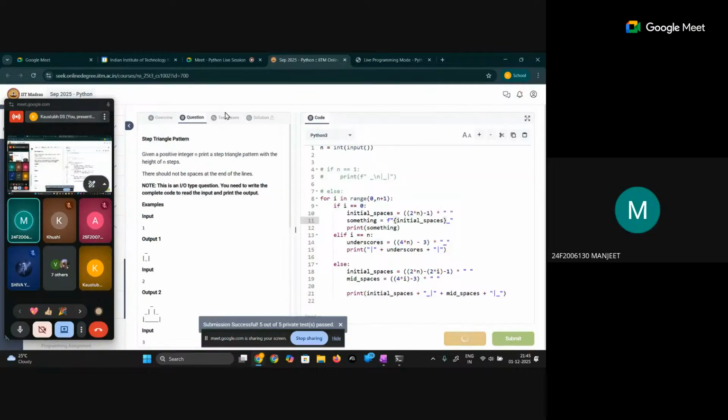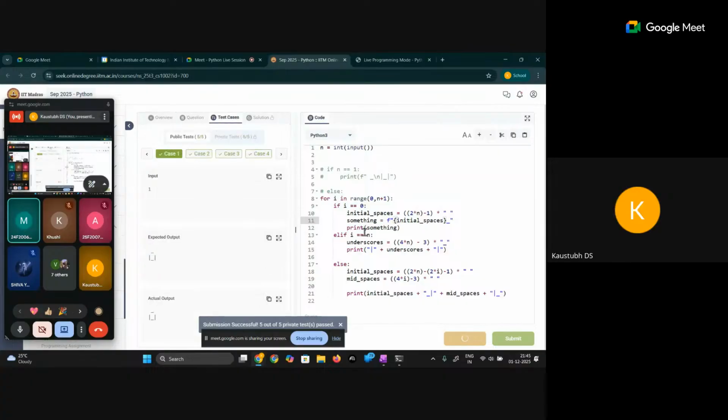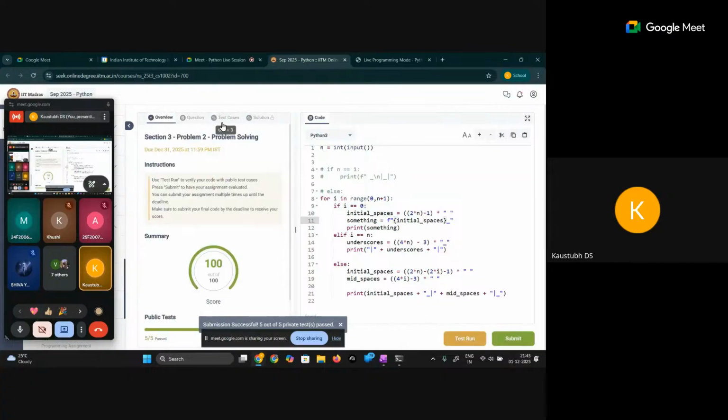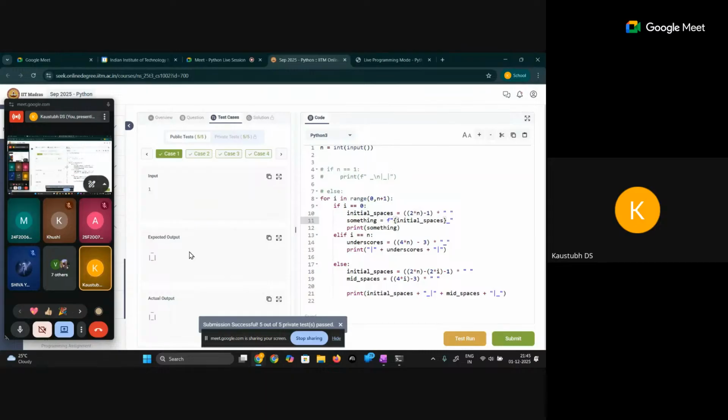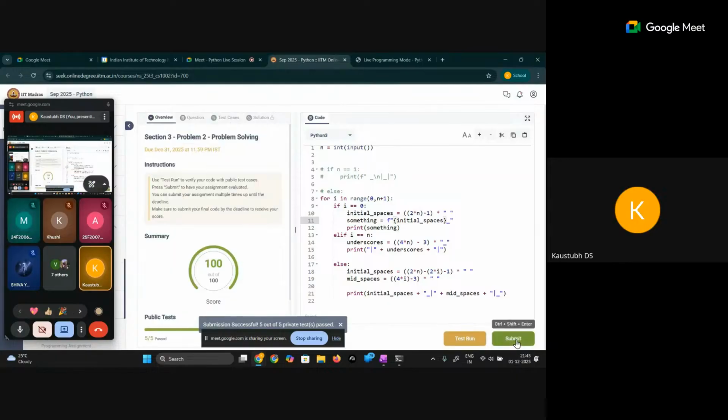Just move to test cases, sir. Okay, test cases. Hey, it actually does work. And submit also. Maybe some hidden cases. The only thing which we removed was how to print the first line. Okay, everything passes. Nice. Well done, everyone, well done, class. We solved this question, right?